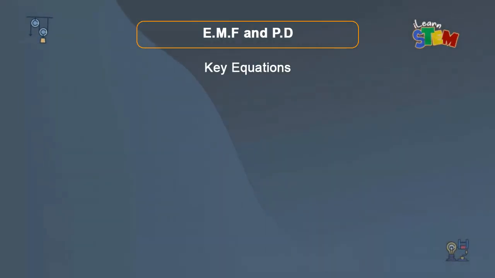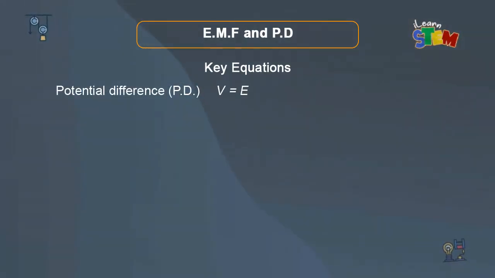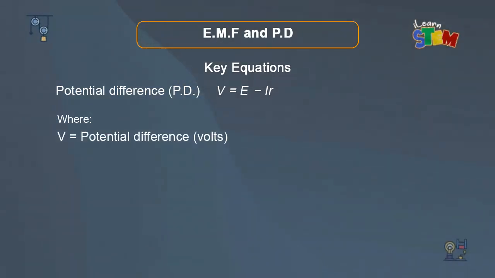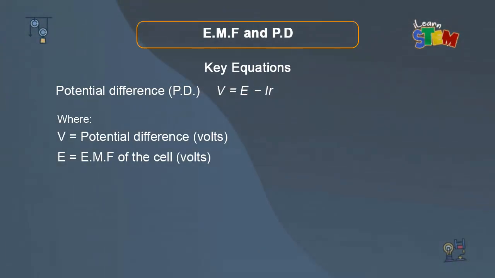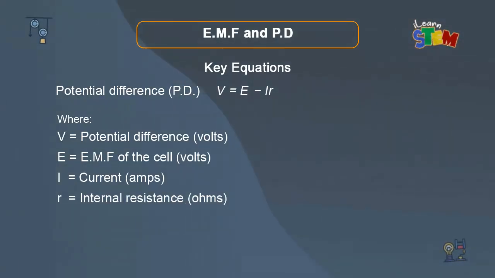Let's look at the key equations. The potential difference V is equal to the electromotive force E of the cell minus the voltage loss due to internal resistance, Ir, where the terminal voltage V is the voltage available across the cell. E represents the electromotive force EMF of the cell in volts. I is the current flowing through the circuit in amps. r is the internal resistance of the cell measured in ohms, and Ir is the lost voltage.